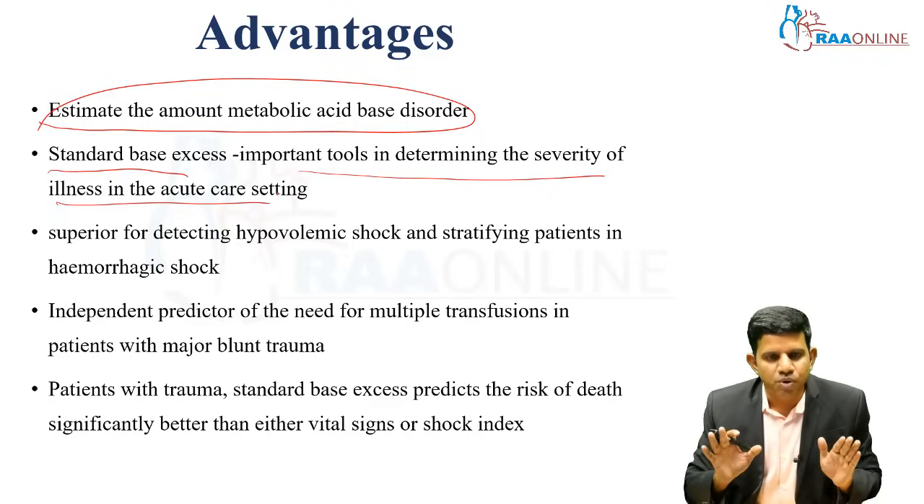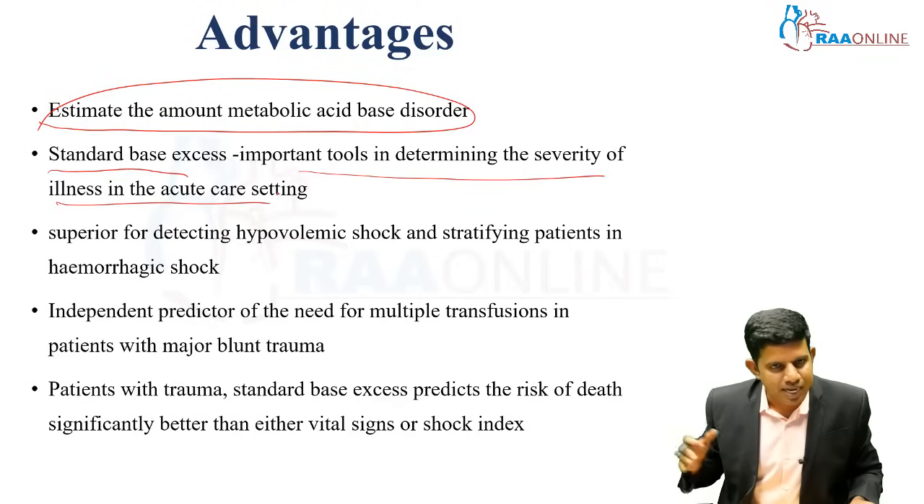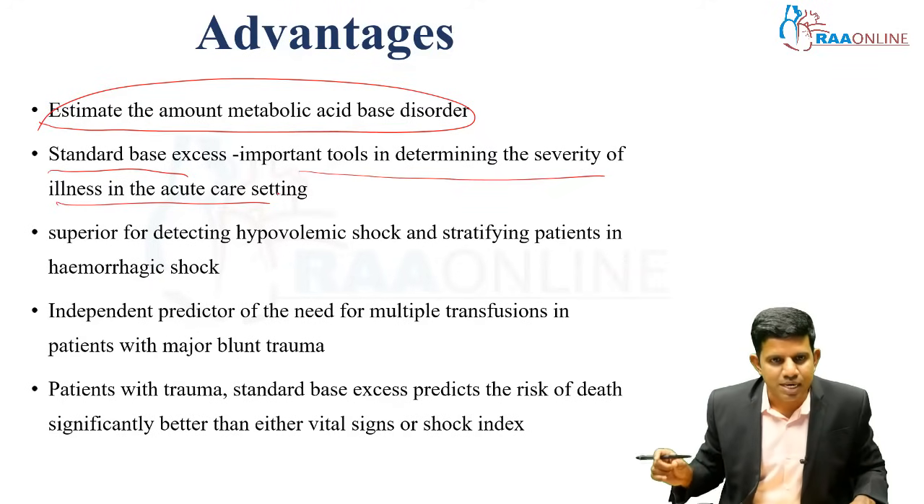For example, you receive patients from the ER to the ICU. If you find the standard base excess of one patient is -5 and another patient is -16, the patient with -16 is very sick. It's like lactate. Lactate is a similar marker. For example, one patient comes with cardiogenic shock with a lactate of 16, and another patient comes with cardiogenic shock with a lactate of 5. The one with 16 has a very severe illness. It's like standard base excess also. The higher the negative value, the higher the severity of illness.